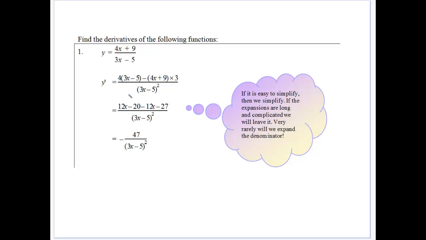We can expand. We get 12x - 20, minus 3 times 4x gives us minus 12x, and minus 3 times 9 gives us minus 27. They clean up, and the 12x's cancel to give us -47 over (3x - 5) all squared. So that cleans up not too bad. So just be careful with those.